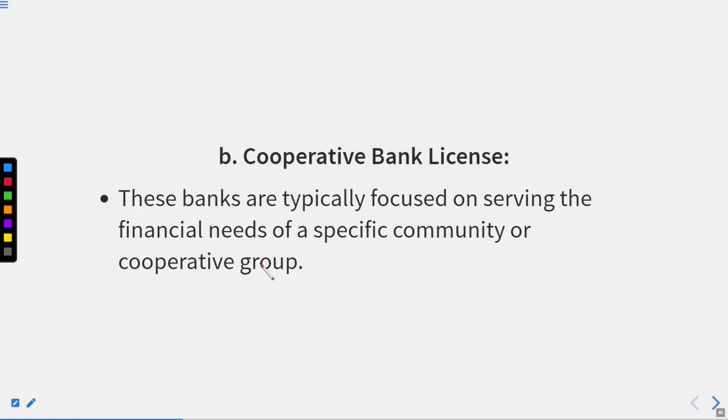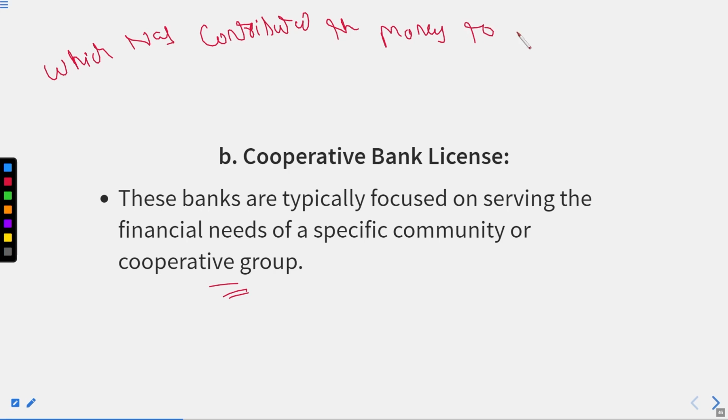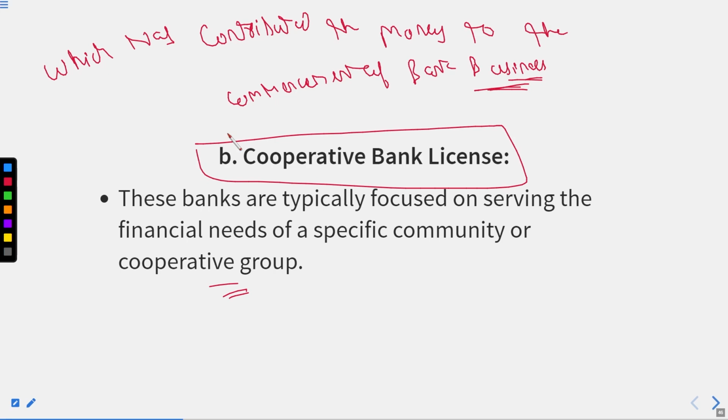These banks are typically focused on serving the financial needs of a specific community or cooperative group which has contributed the money for the commencement of the bank's business. Only those members who have contributed and cooperated could use the resources of the cooperative bank.